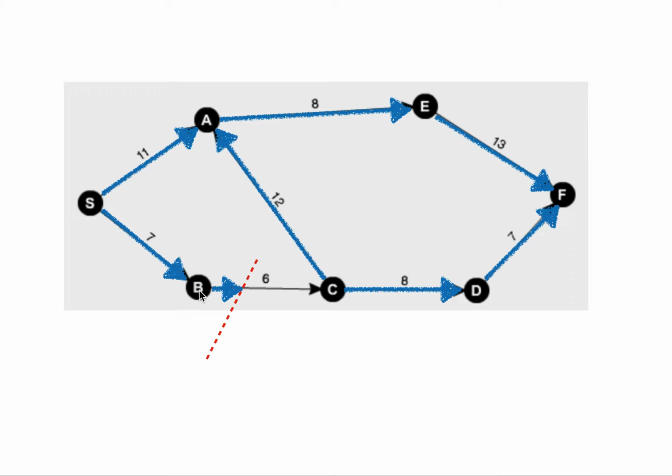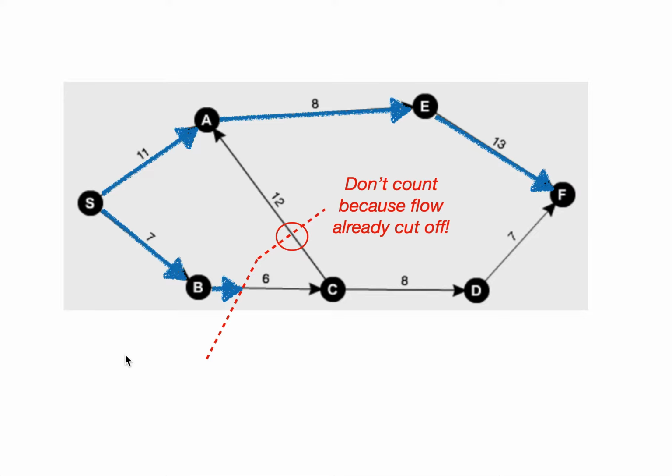However, once we've stopped the flow from B to C, notice that we've also stopped the flow from C onto D and from C onto A. All of these edges now don't have any water going through them once we've cut off that edge from B to C. That's important because if we continue this cut up through the edge with a weight of 12, the edge from C to A, that edge doesn't count towards the cut capacity because the flow has already been stopped along that edge. That's a really key point. We don't have to count that 12 because the flow's already been cut off.